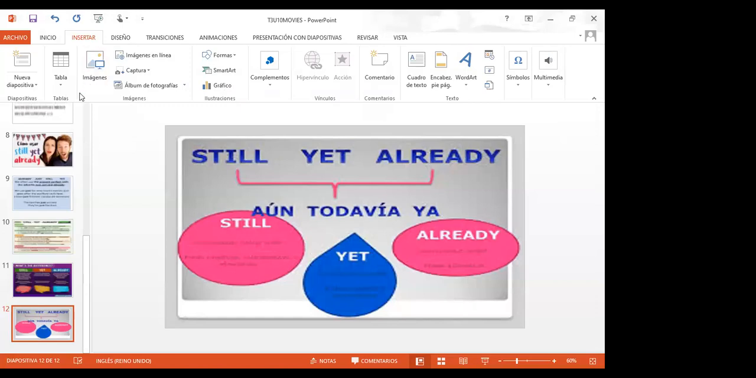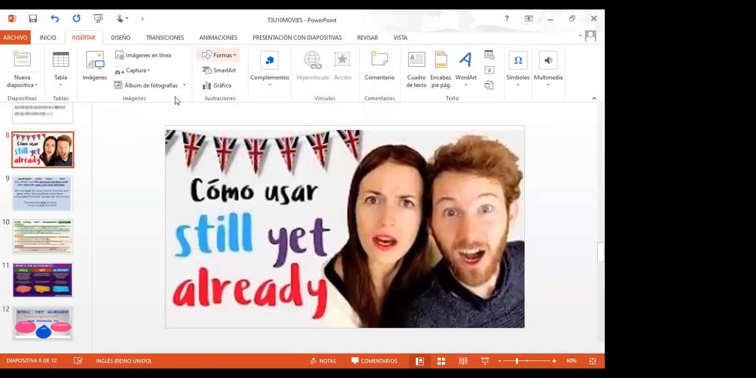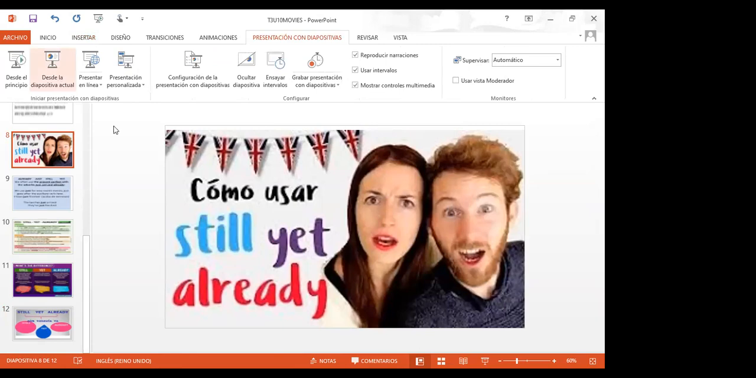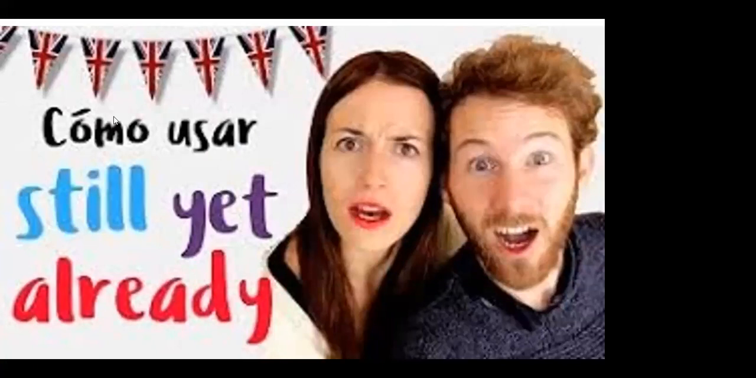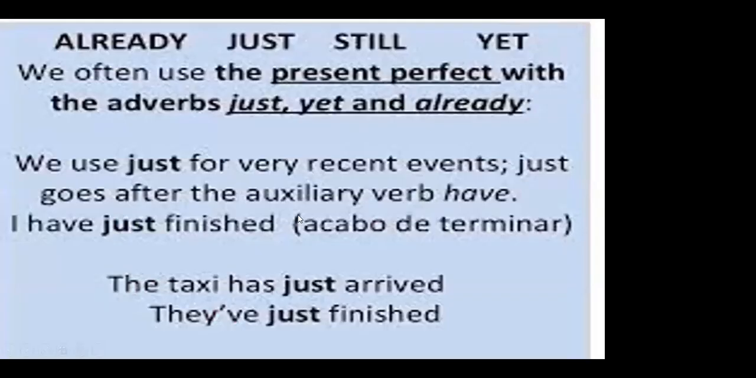Can you see it? Yes, teacher. All right. It's just a small explanation about these words. Still, yet, already. Already. No, it doesn't sound like ready, already. Ready, already. Still, yet. Already, just, still, yet. We include just here.